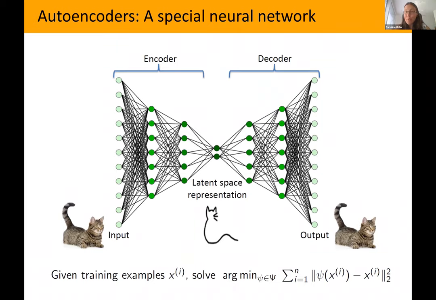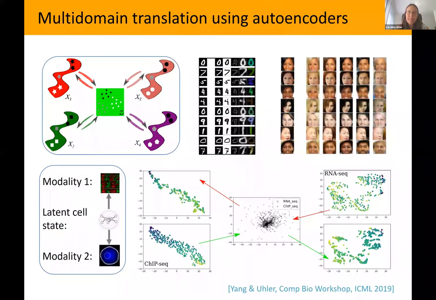If I have, say, images and RNA-seq that I want to be able to translate between, what I would like to be able to do is you give me an image of a cell and I would like to generate the corresponding RNA-seq vector. So how do we do this, and how do we do this with autoencoders?